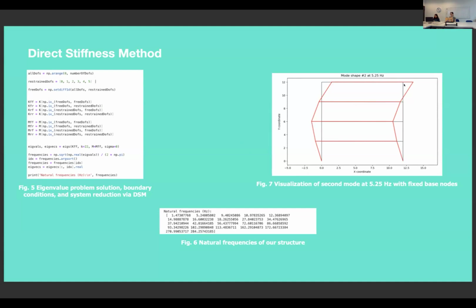So here we have the example of our second mode shape at 5.25 hertz, with fixed base nodes. And here the same script displays the natural frequencies of our structure. Here we can notice that we have so many nodes for only a four-story building with the direct stiffness method.